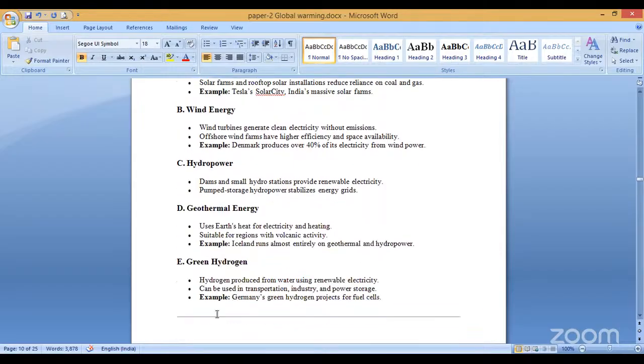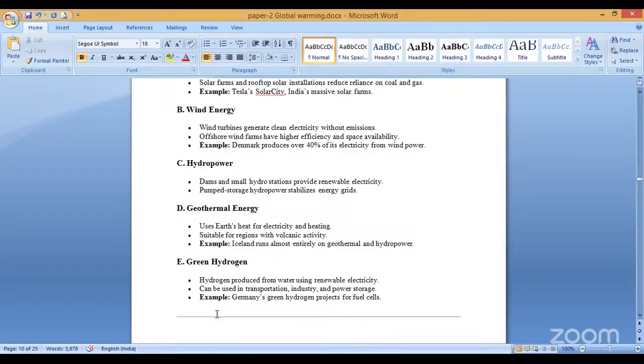In hydropower, we discussed dams and small hydro stations providing renewable electricity, and pumped storage hydropower stabilizing energy grids. The fourth one is geothermal energy, which uses the earth's heat for electricity and heating. It is suitable for regions with volcanic activity. Iceland, for example, runs almost entirely on geothermal and hydropower stations.